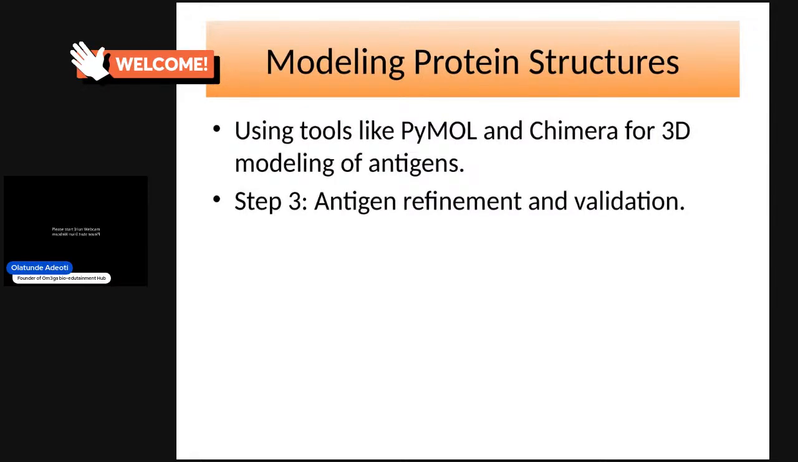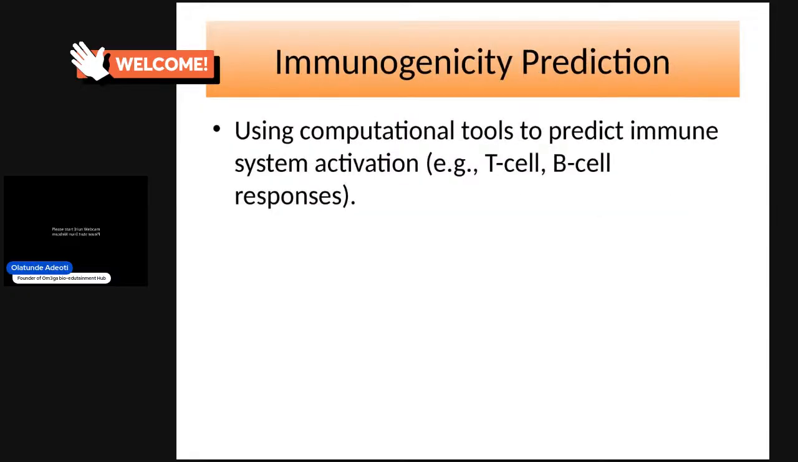At a point in time, you also need to do what is called modeling protein structure using tools like PyMOL and Chimera for three-dimensional modeling of the antigen. You are going to see all this by the time you go on. Then antigen refinement and validation, you also need to do that. Then immunogenicity prediction, you have to predict their ability to trigger an immune response.